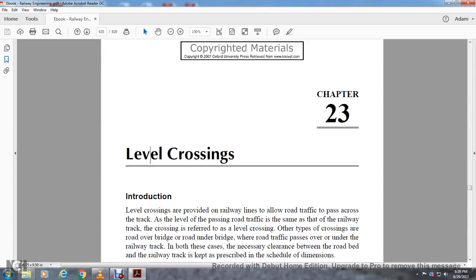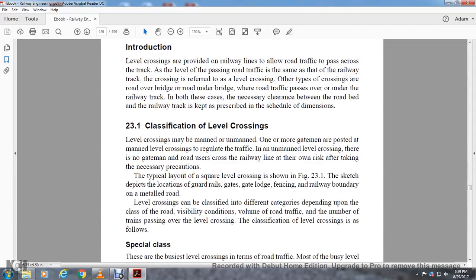Other types of crossing are the road over bridge and road under bridge, which allow road traffic to pass over and under the rail track. In both cases, the necessary clearance between the roadbed and the railway track is kept with the prescribed and scheduled dimensions.